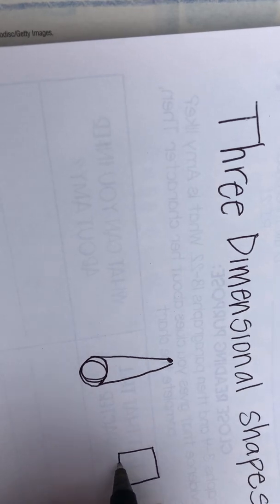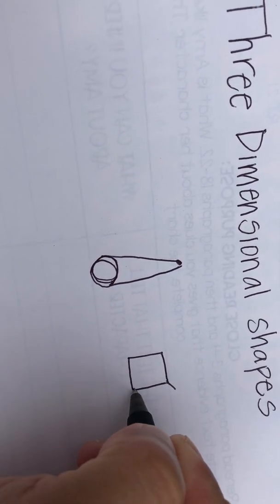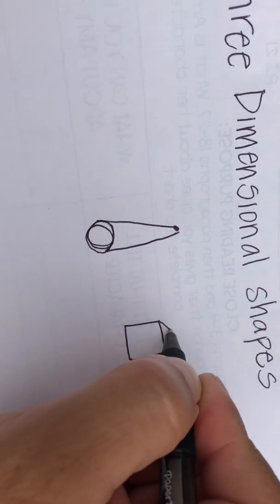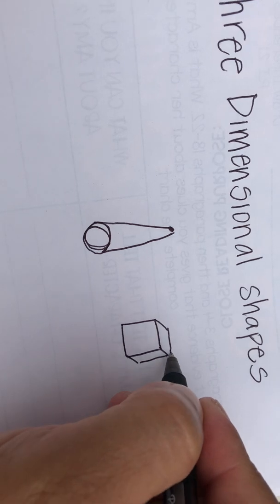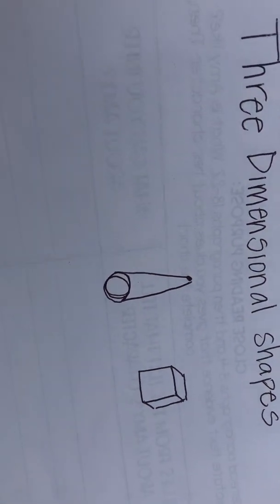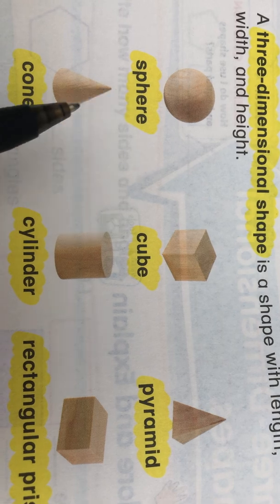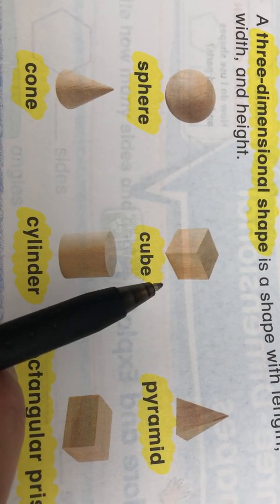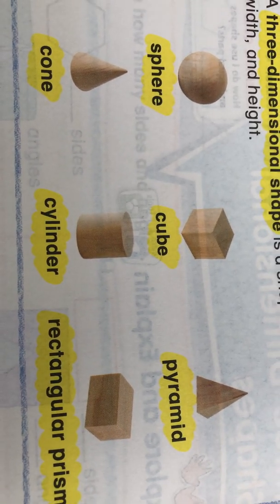Now sometimes we could draw shapes like this. That looks like a square. But if I want to make it three-dimensional, then I need to add some lines to it, like that, and connect them, and I have a three-dimensional shape. See, like that. So let's go back to our book and review our three-dimensional shapes one more time. We have a sphere, a cone, a cube, a cylinder, a pyramid, and a rectangular prism. And that's pretty easy, okay?